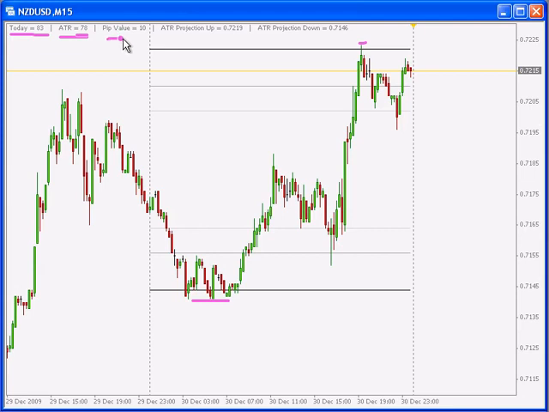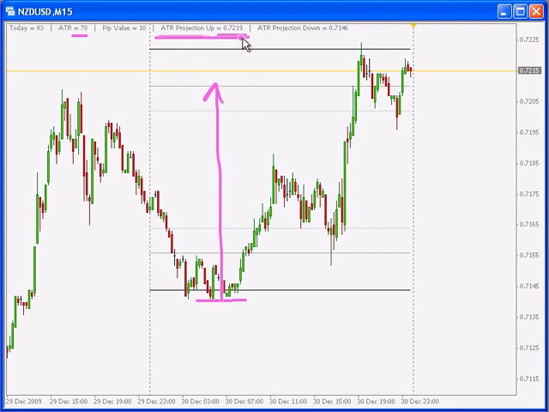The pip value is the value per individual pip if we are to trade one standard lot. That means that for the New Zealand dollar against the American dollar, if we trade one standard lot, every pip is worth $10. This has nothing to do with the average daily range, but I figured it's a useful piece of information nonetheless. The average daily range projection up, meaning to the upside, is 0.7219. Basically, that is nothing but taking the low for today, adding the average daily range, in this case 78 pips, and it takes us all the way to 0.7819.